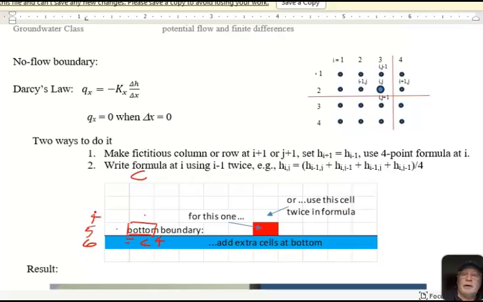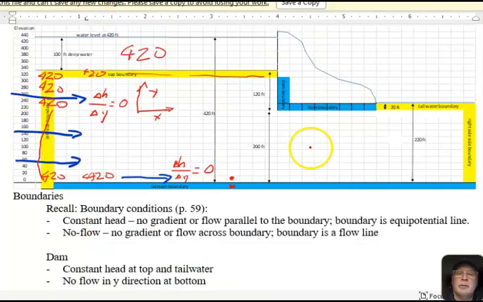The other way to do that is, instead of making a fictitious row, in this bottom row here we can have this one plus this one plus this one plus, just do that one again. It functions the same way. So there's two different ways to do that. So we do that all along the bottom there.